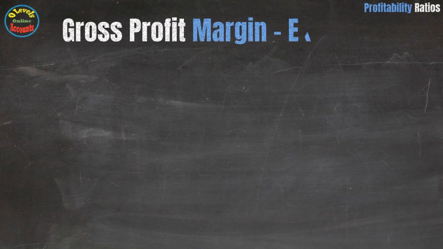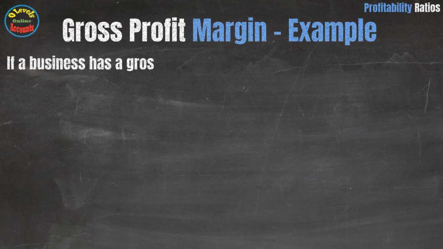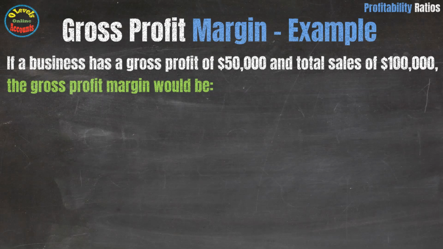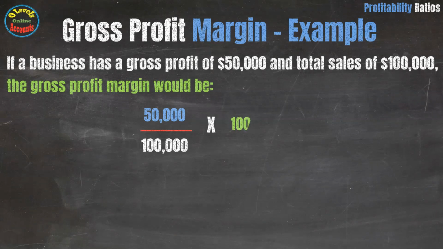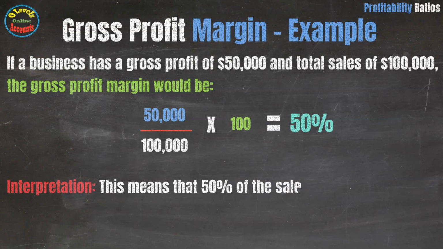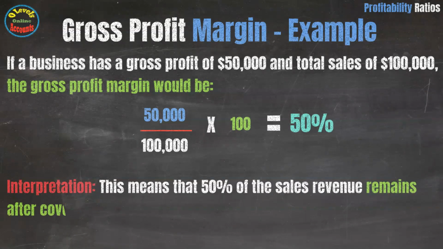If a business has a gross profit of $50,000 and total sales of $100,000, the gross profit margin would be, for the solution, 50,000 gross profit divided by 100,000 total sales, multiplied by 100, is equal to 50% as a result. Interpretation is that 50% of the sales revenue remains after covering the cost of production.